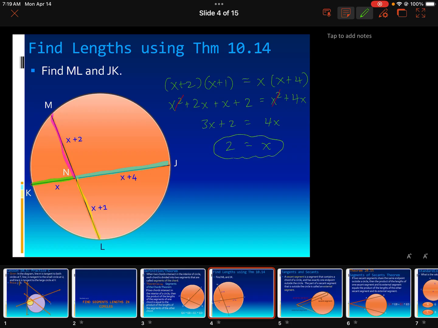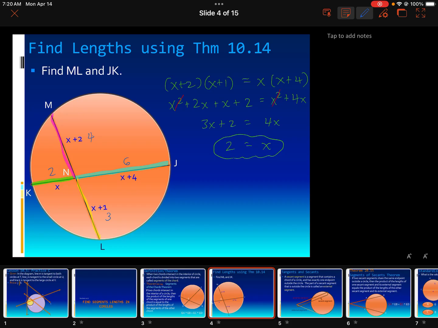Okay, now make sure you plug back in. You want to find your lengths. So if x is 2, that means that guy's 6. This is 2. This is 4. This is 3. Double check, make sure this makes sense to you. Blue times green, that's 6 times 2. Does that equal 4 times 3? That's purple times yellow. Yeah, they both equal 12.